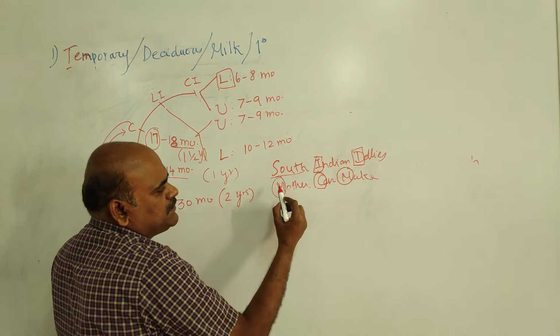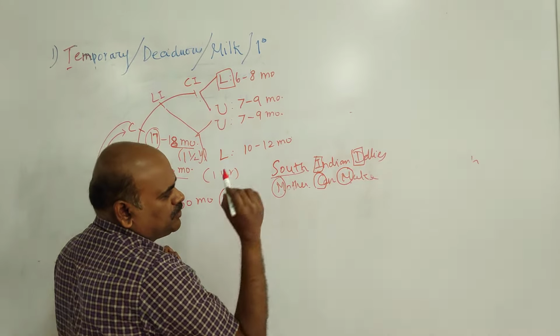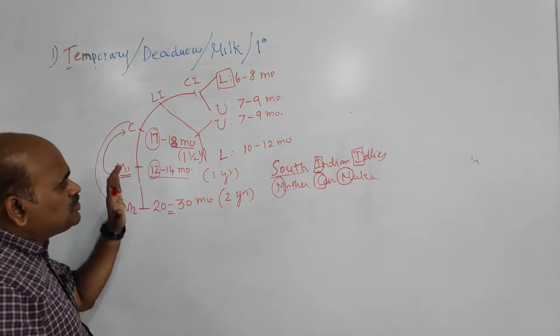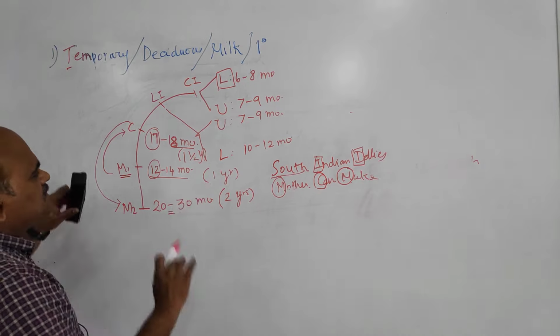Central incisor, lateral incisor, first molar, canine, second molar. To remember the sequence, we can apply this.